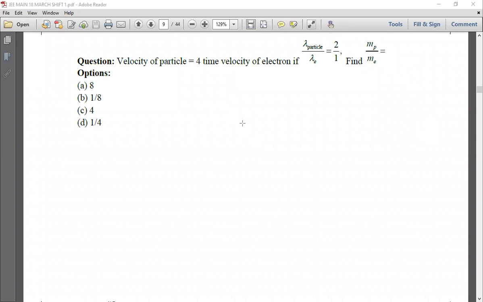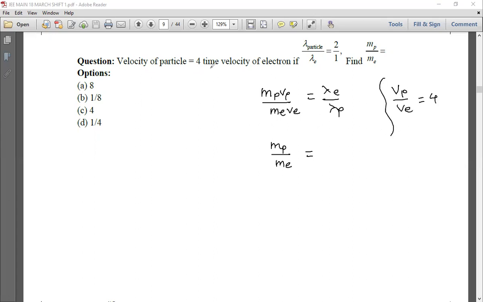So see here what is given in this question. Lambda p is given. So what is the formula? Mp phi p divided by me phi e is equal to lambda e divided by lambda p. Now what do we need? We need Mp by me. And phi p by phi e is equal to 4. It is given, you can see here.